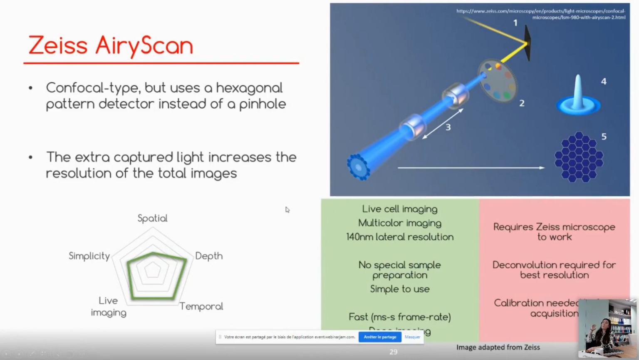However, something to consider is that the ARRI scan will only be compatible with a Zeiss microscope. So the user definitely needs to have the same brand of microscope to be coupled with this. Deconvolution is going to be the best bet for getting down to the best resolution. And just so the user knows, you do need to go through a calibration step prior to acquiring your images.